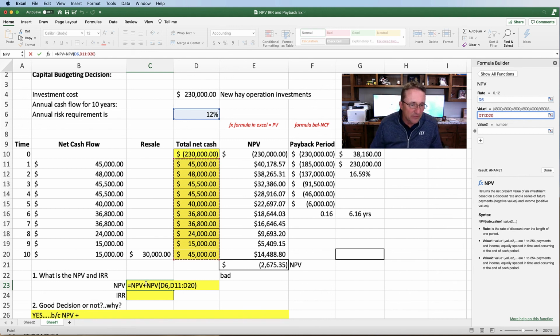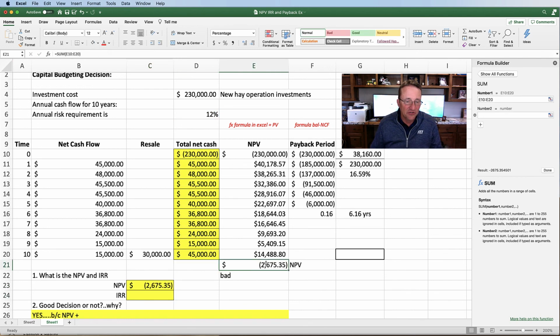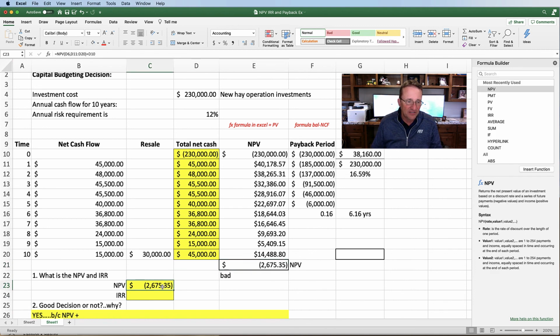I got too many NPVs. We hit enter here, but we're not using this 230 yet. So here's what I do. I keep it outside of my parentheses, and I just add the time value today because you don't need to discount it. It's at time value 0 right over there. So now I hit this and you get the same answer you get if you do it one at a time. It's just a lot faster if you do it using this NPV formula.